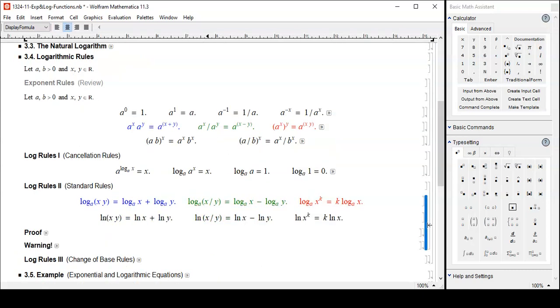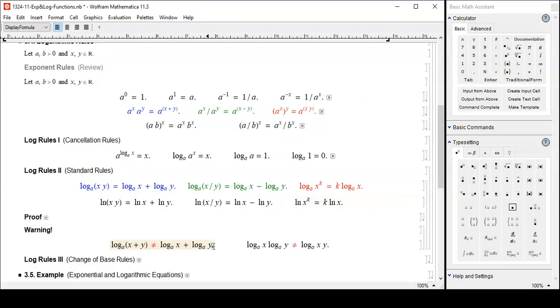By the way, a warning: these down here are just the natural log version. So a is equal to e. Now the warning is right here. Log plus log is not equal to log of x plus y. So log does not separate addition. Log plus log works for log of x times y. Also, log times log is not equal to log of x times y.